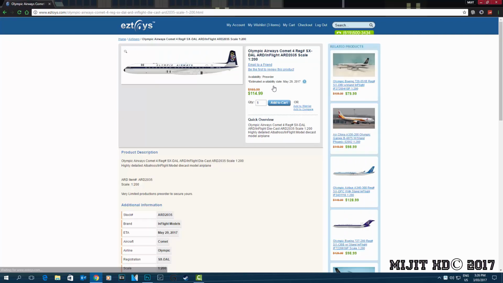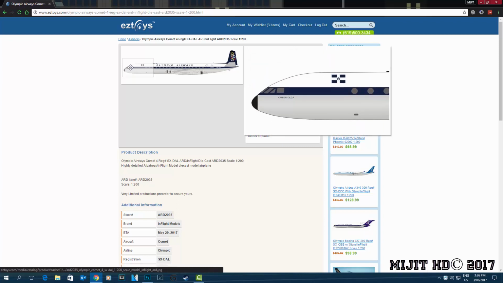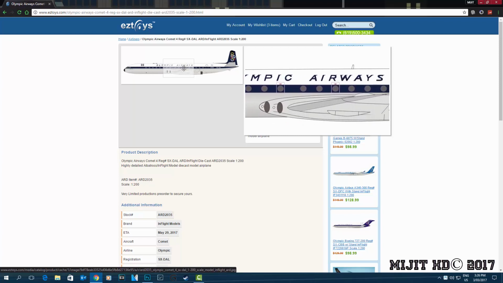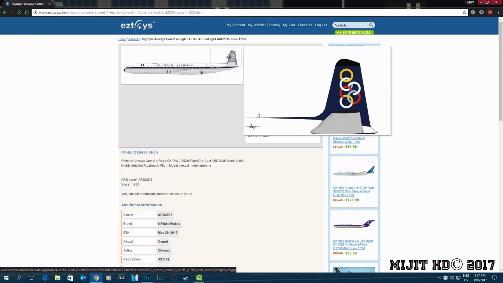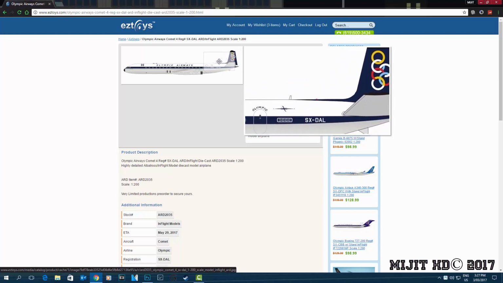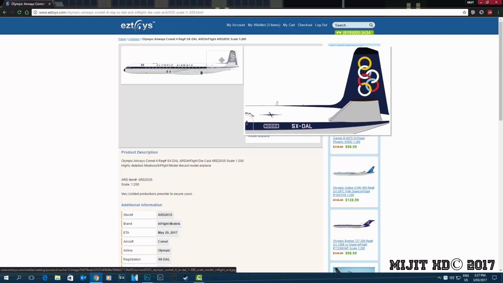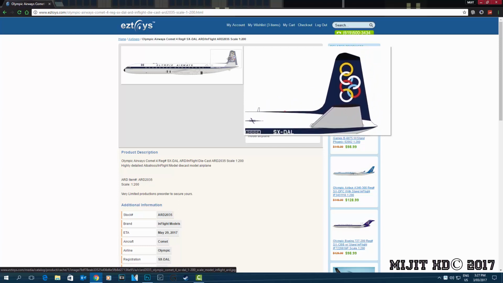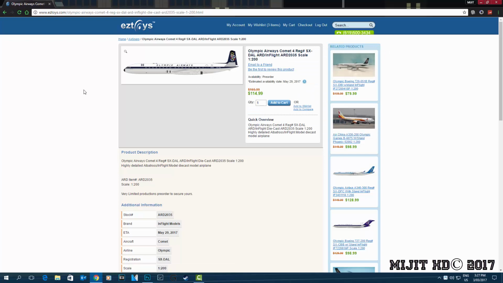Olympic Airways Comet 4, registration SXDAL. Comet is a very nice looking aircraft. Aircraft name is Queen Olga. What always fascinated me is that tail, because it's not conventional. It's just literally a mountain. Both sides sweep towards the top. They don't sweep in the same direction. They sweep opposite directions towards the top. It's always fascinated me, really.